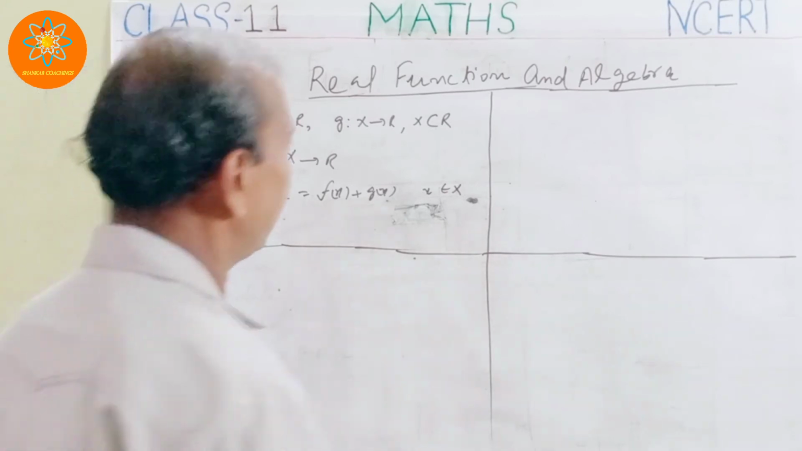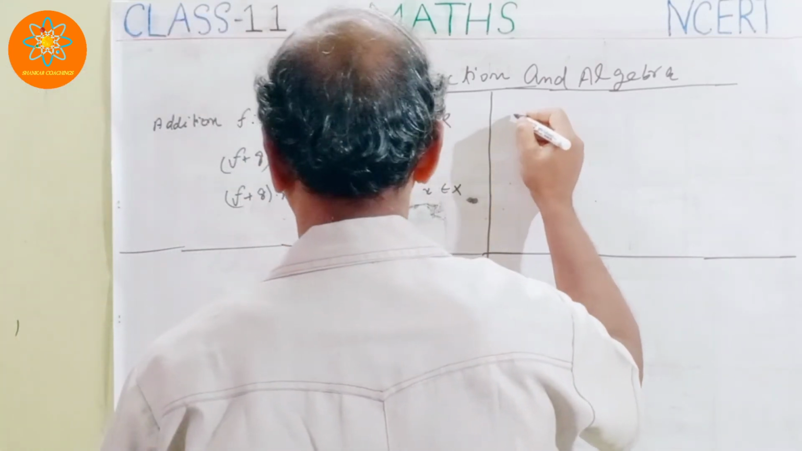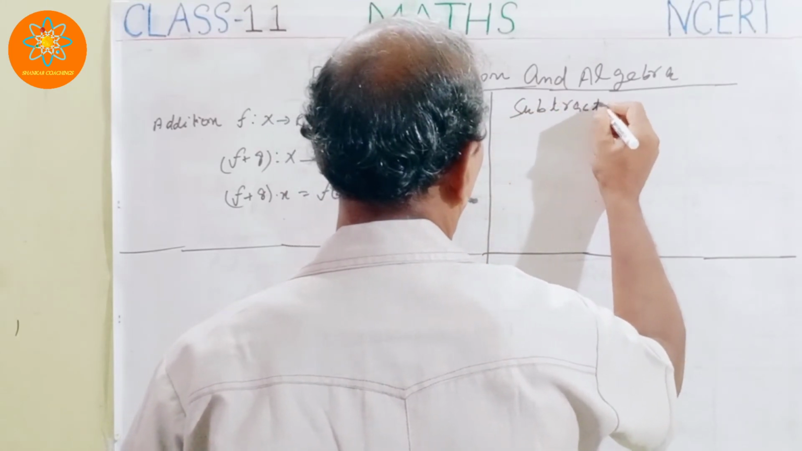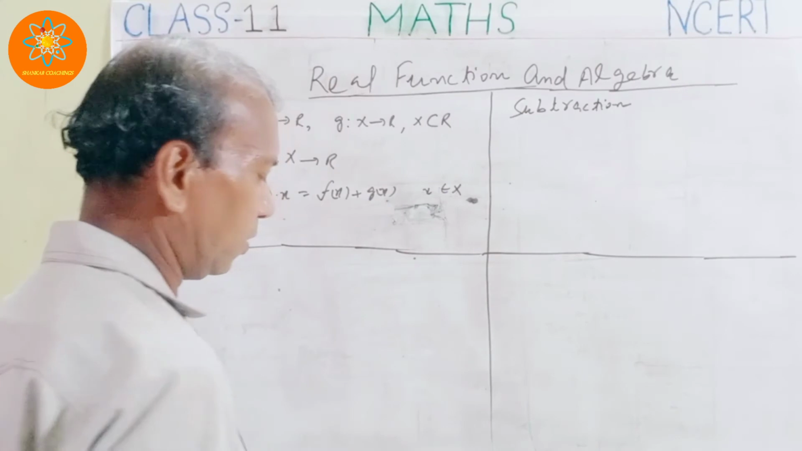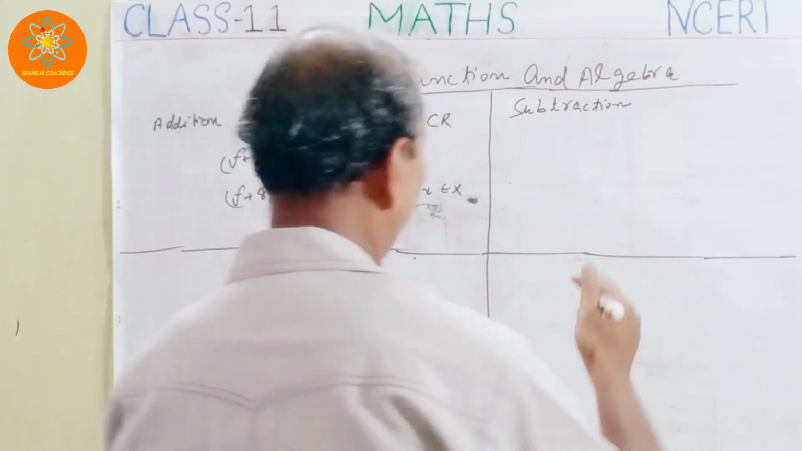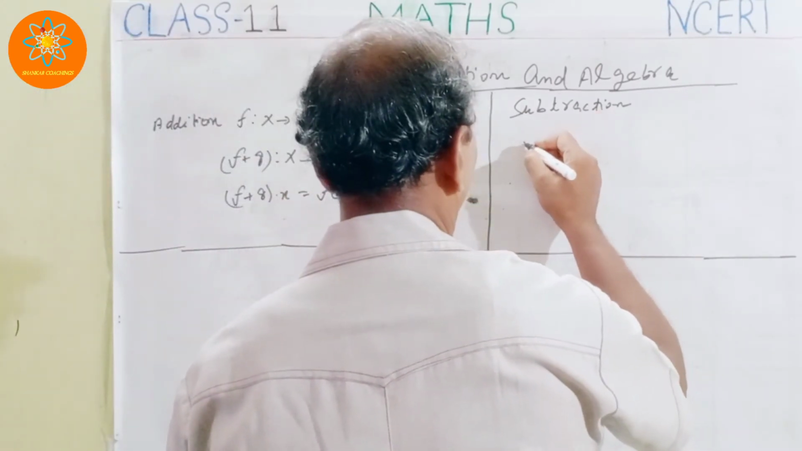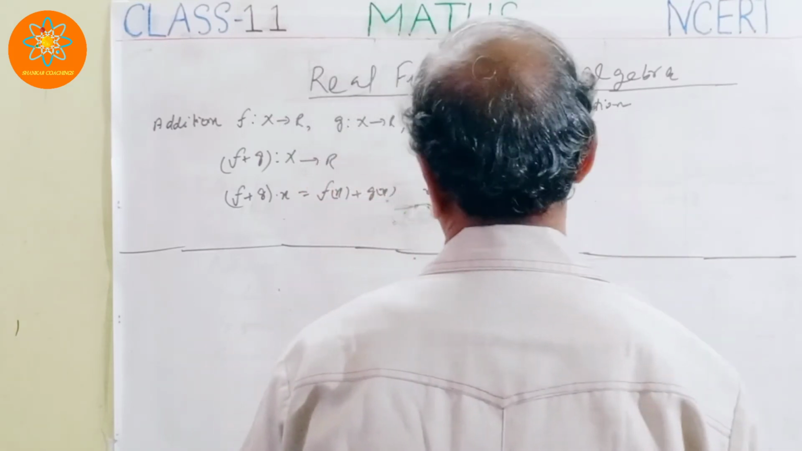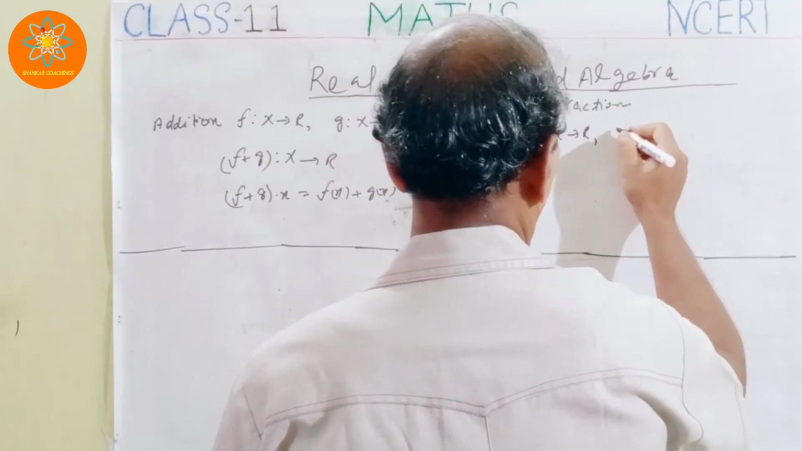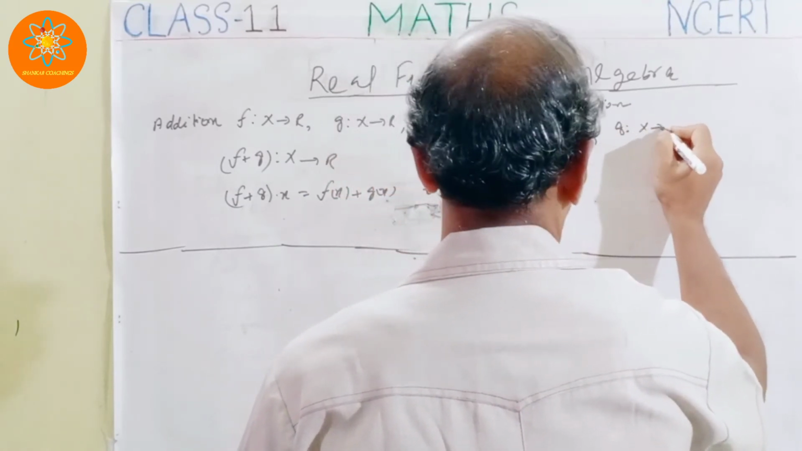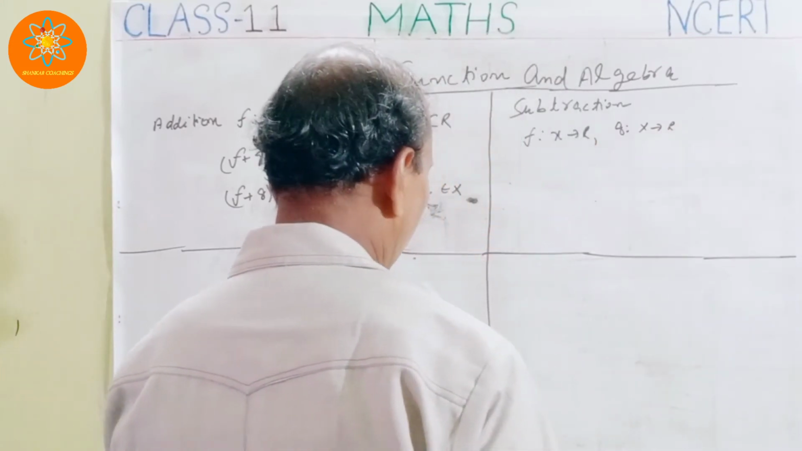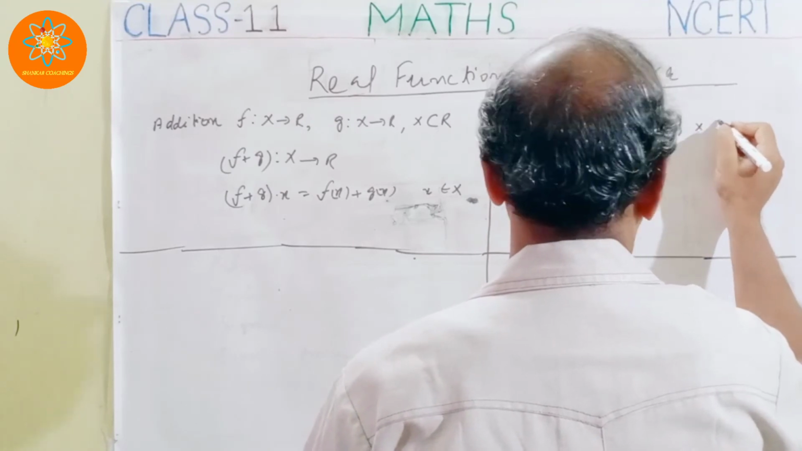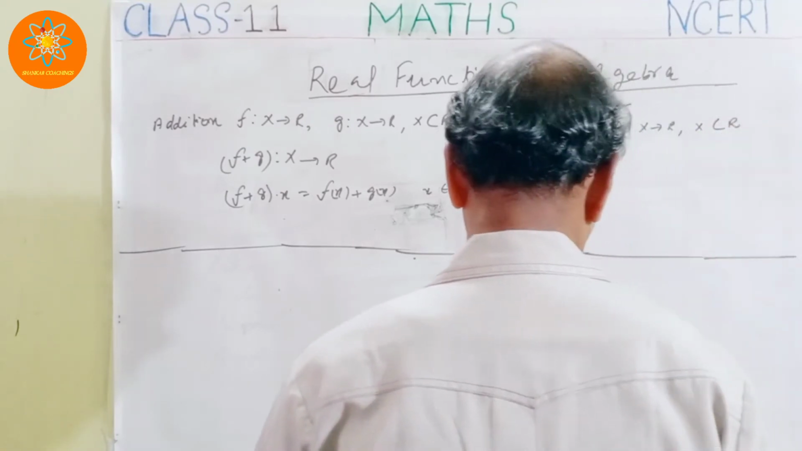Now come to the next one, that is the subtraction. In the subtraction case, let's suppose I am taking f, which is again from X to R, then g, again from X to R. These are two real functions, and this capital X is a subset of R.